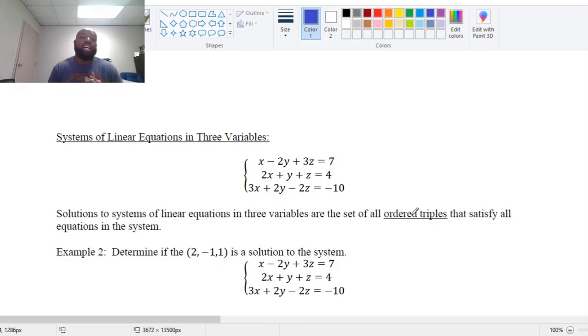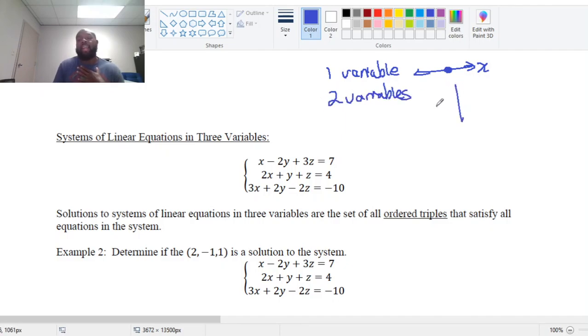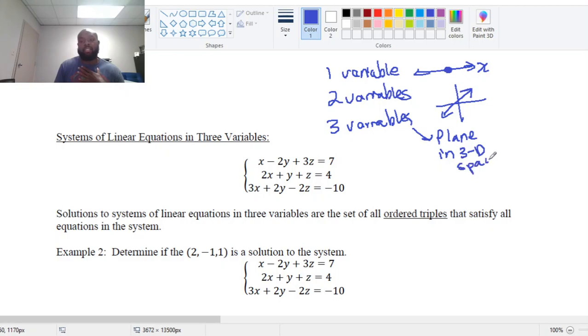Let's go to solving systems of linear equations in three variables. One of the things I want you to know is that when we dealt with linear equations with one variable, our solution was basically a point on a number line. When we had two variables, we had a line in our XY plane. Now that we have three variables, we have a plane in three-dimensional space.